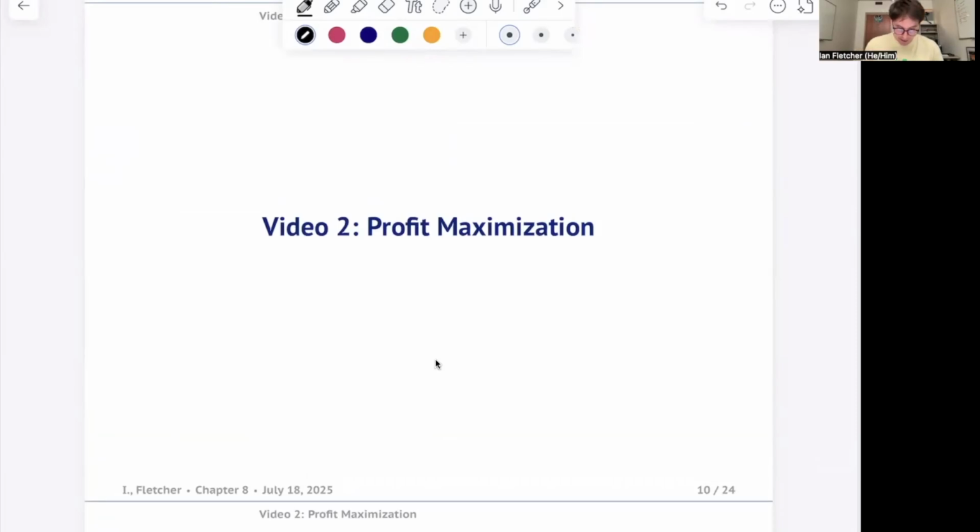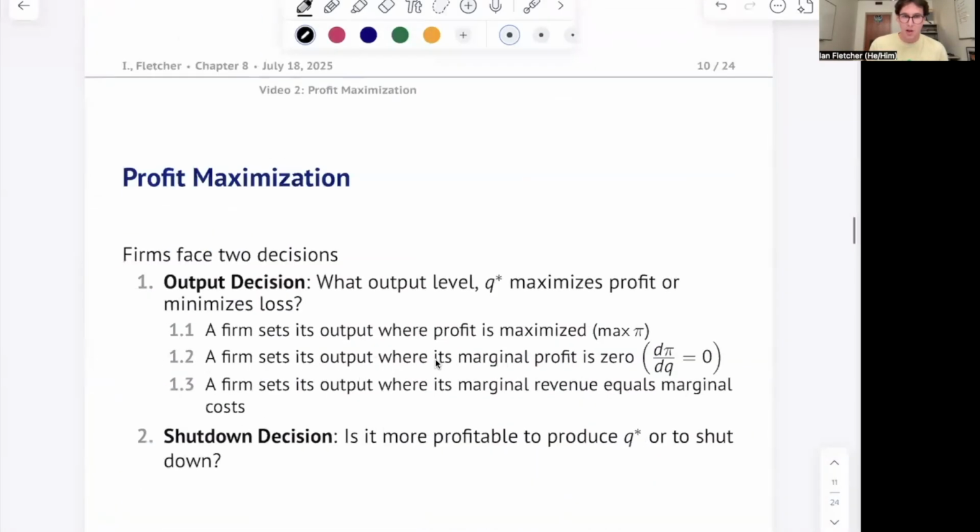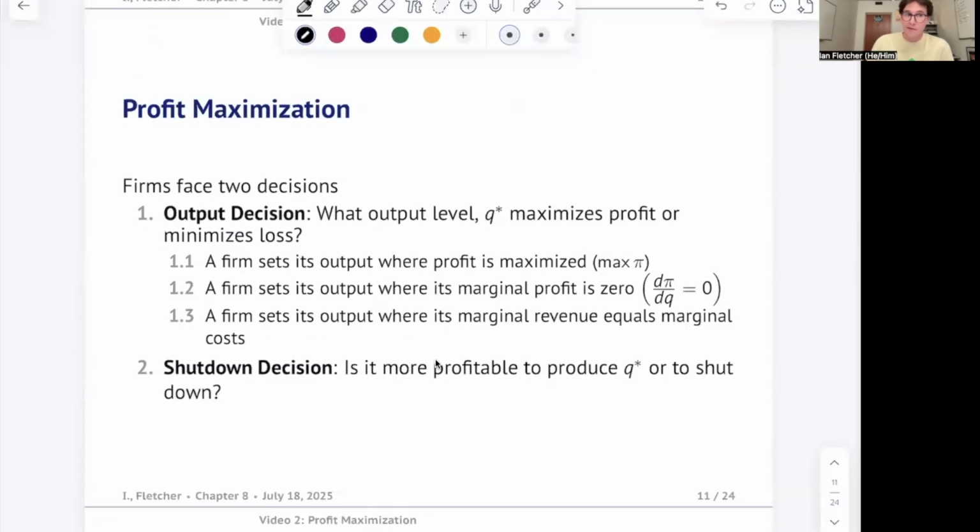So now, starting the second video of profit maximization for chapter 8, we can just jump right in. In profit maximization, firms are essentially going to be facing two decisions. The first is what output level should we be producing. We're going to be producing at Q star to maximize profits or minimize our loss. And there are three ways that we're going to be able to do that.